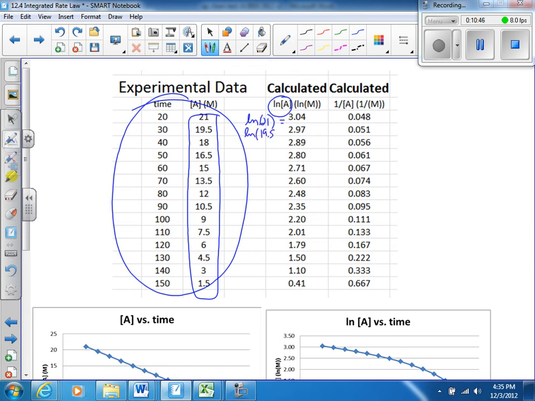ln of 19.5, and that is 2.97, etc. I go all the way down and I calculate the log of each concentration. Over here, I've calculated 1 over the concentration. So right here, this is 1 over 21. This is 1 over 19.5. And we do that all the way down. And then we plot our data and we see what we get.